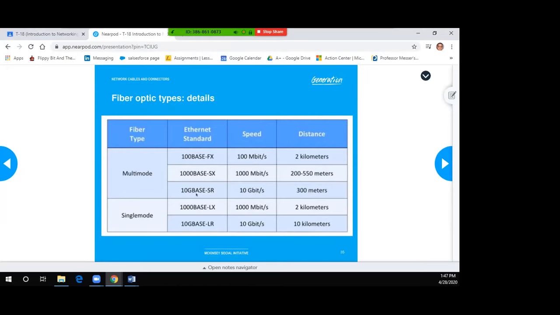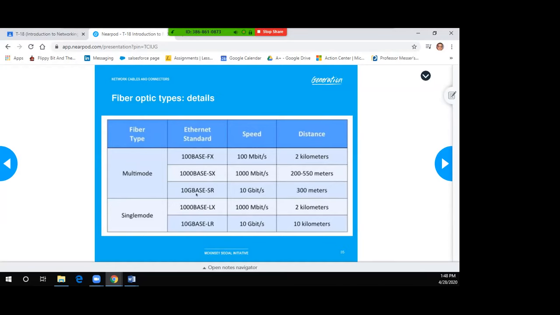The only difference between an SX and an LX is the fiber, multimode or single mode. What do I mean by that? I can go 1,000 megabits per second on an SX, and I can do the same thing on an LX. The variance is that one is short haul and the other one is long haul, but they go at the same speed. Anything that is an LX or an SX goes at the same speed.